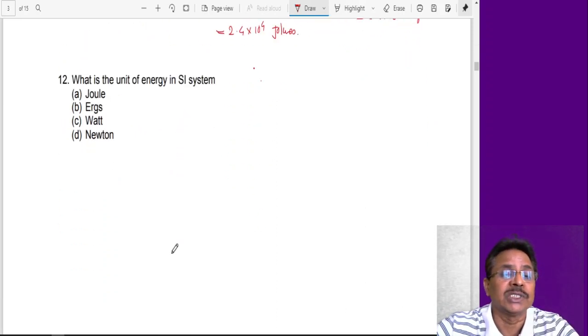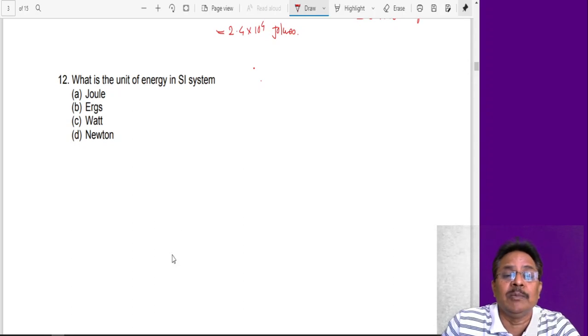Okay, now question number 12. What is the unit of energy in the SI system, System International, or MKS system?